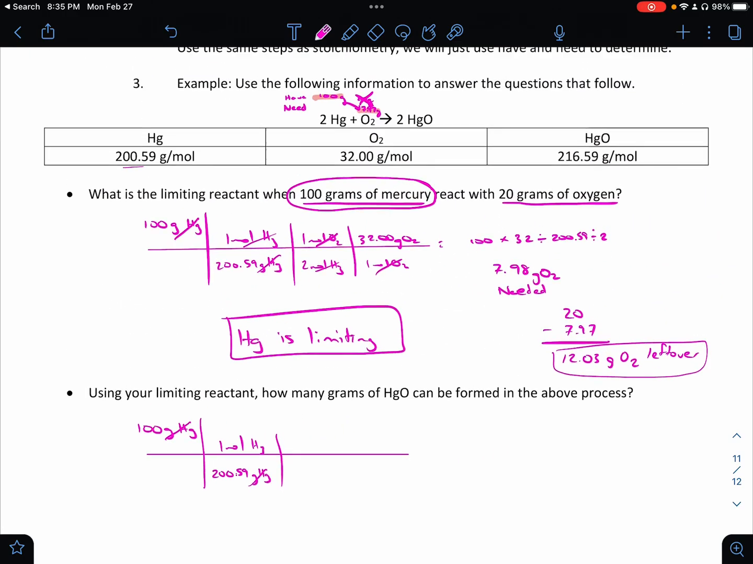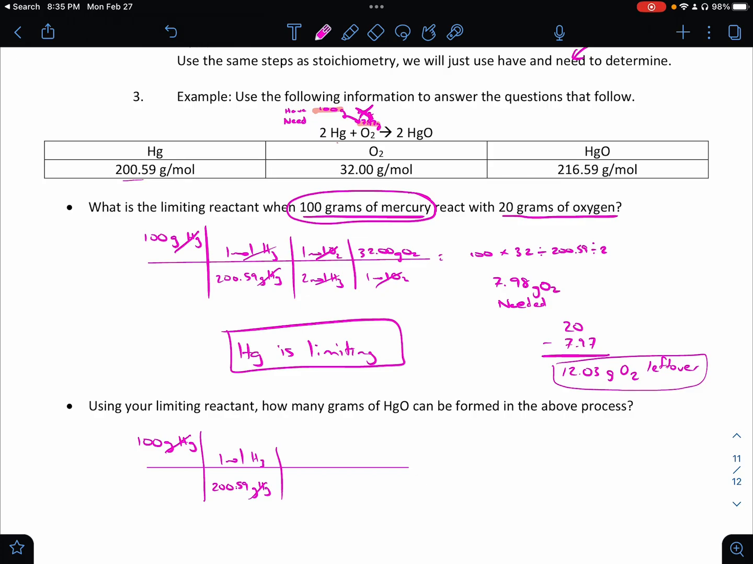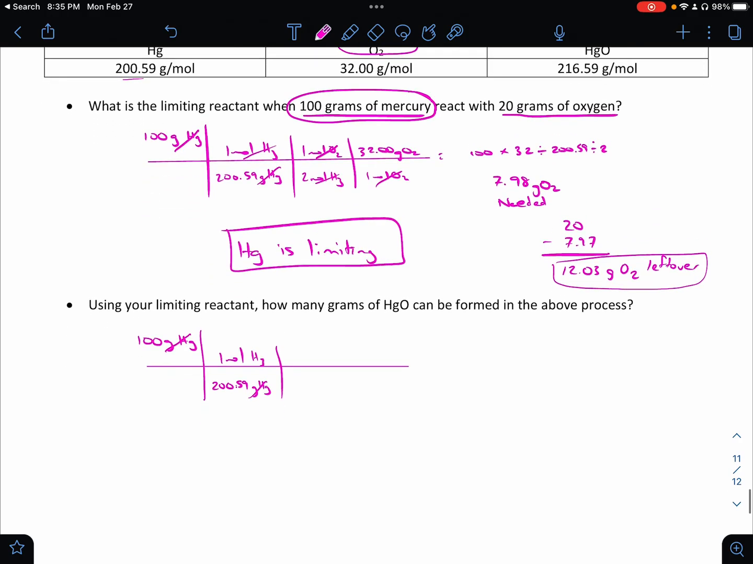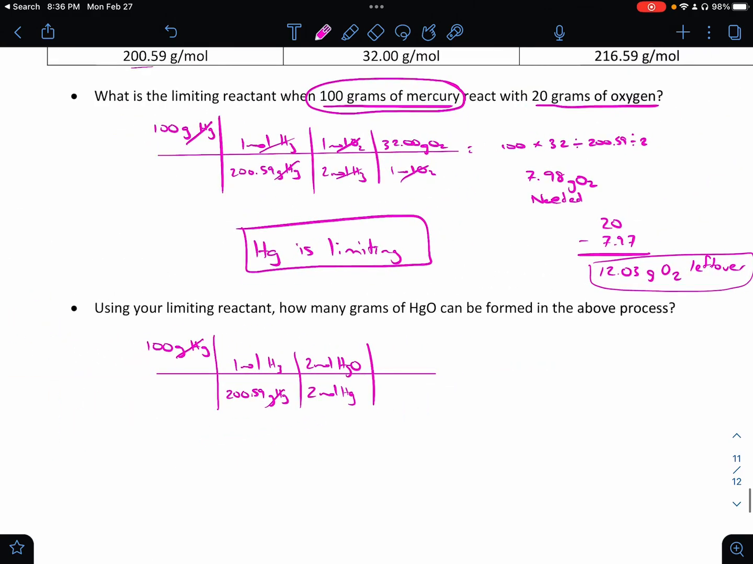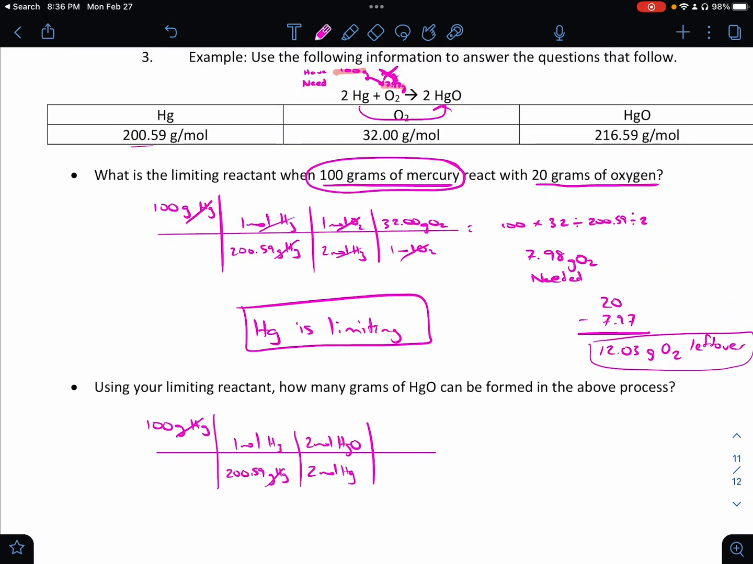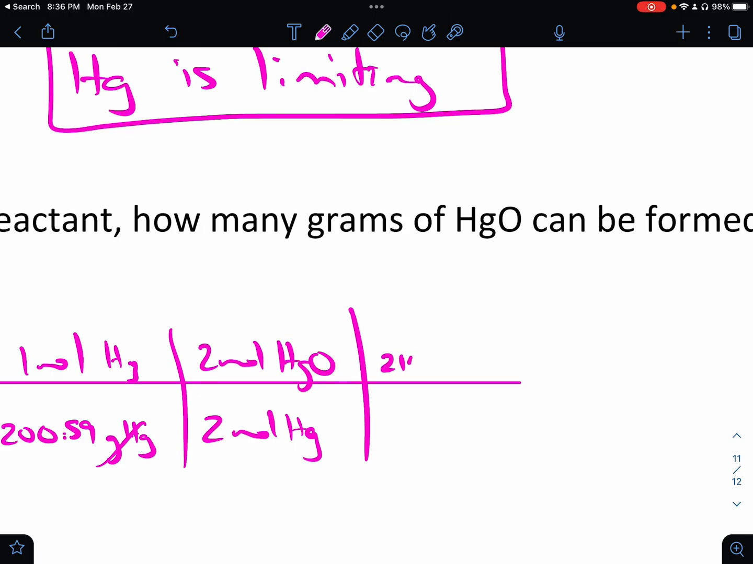Our next step is our mole ratio. This time we're going to HgO. We have 2 moles of Hg from our balanced equation, and we're going to 2 moles of HgO. And our last step then is to multiply by the molar mass, that 216.59 grams of HgO per 1 mole of HgO, and this will tell us how much is formed. Now we're ready to math this up, do some unit canceling.